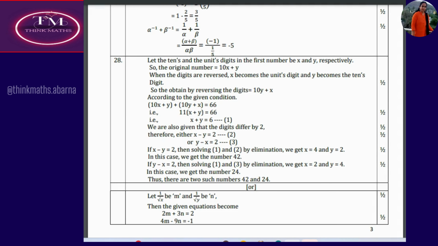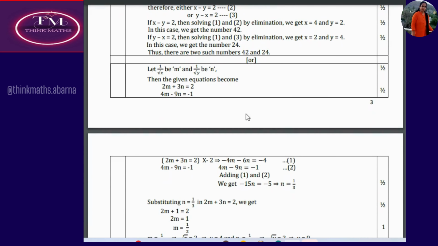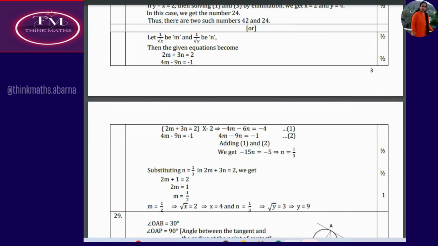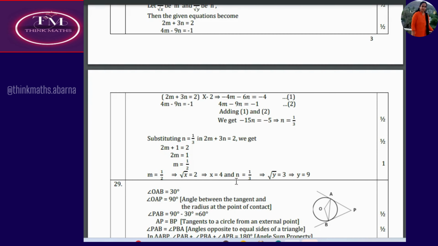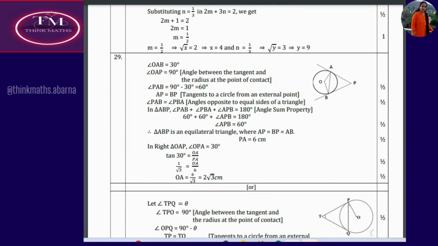Next question. You have to find out the value of x and y. So write the equation, you'll get half a mark, and finding out the solution, you will get half a mark, and at last, after finding the solution, find out the value of x and y, you will get 1 mark.